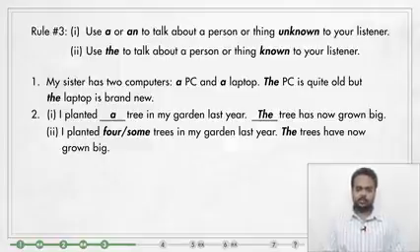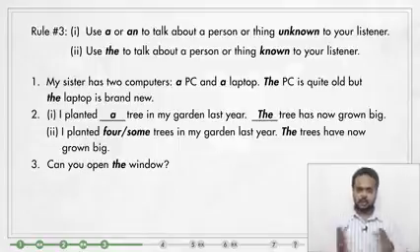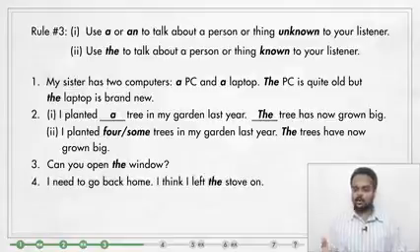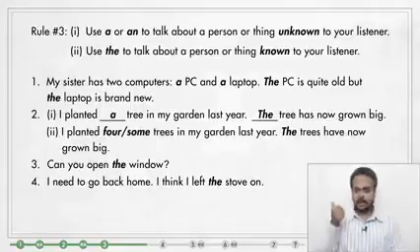In both of these examples, we first introduce something with a or an or some, and then we say the because the listener knows about them. But sometimes you don't need a or an because your listener will automatically understand what you are referring to. For example, can you open the window? If we're sitting in a room, and if I say this to you, you will know which window I'm talking about. Or if I said, I need to go back home, I think I left the stove on. That means the stove might still be burning, but which stove? Well, you can understand from the situation that I mean the stove in my house.